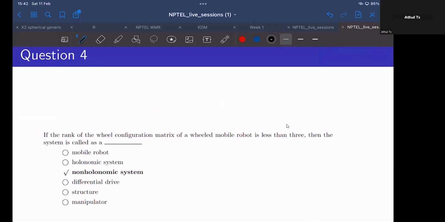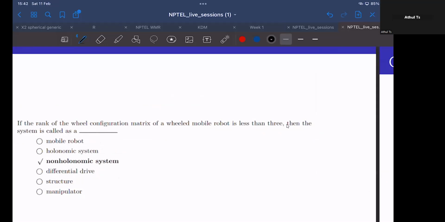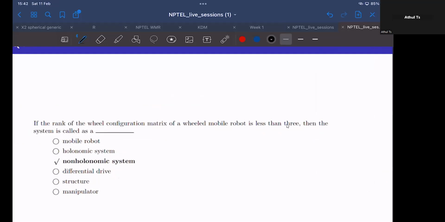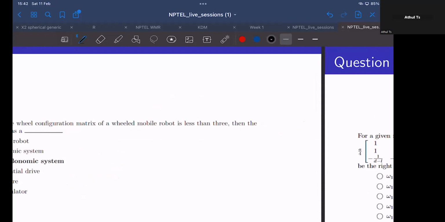So again, I hope the reasoning is clear. It is straightforward from the lectures also. All right. So question 5.